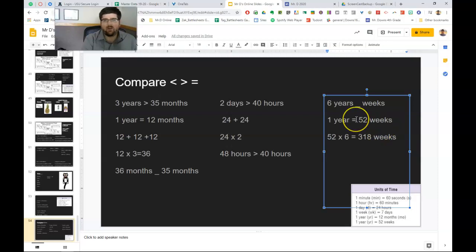I didn't compare how many weeks it was. That's okay. We can just convert it. So 6 years is equal to 312 weeks. I didn't put the other side of the equation on that one. That one we can just convert though.